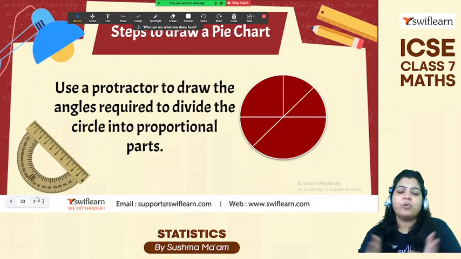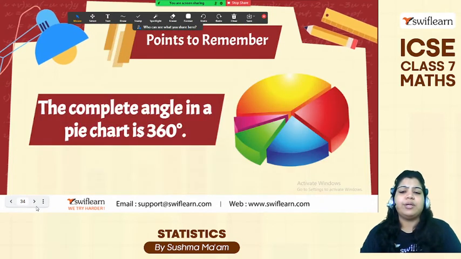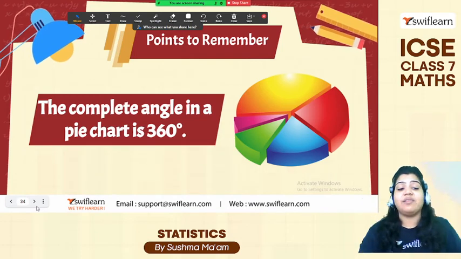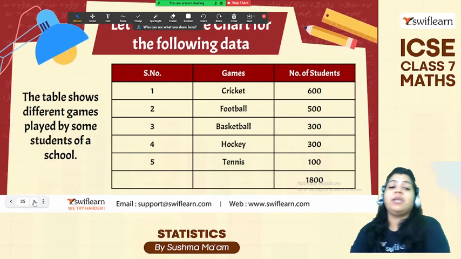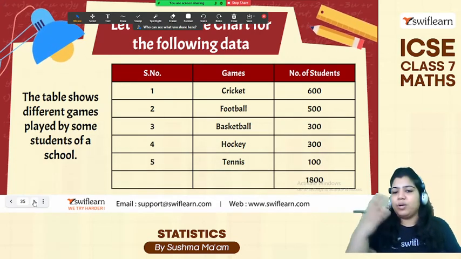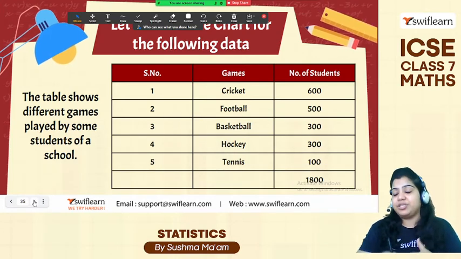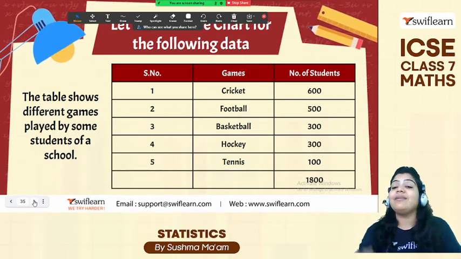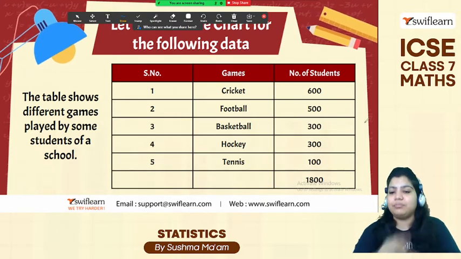So we will divide it proportionally into parts like this with the help of the protractor. And then you know complete angle in a pie chart is 360 degree. Okay, so here we have a question. The table shows different games played by some students of a school. Yeah, so serial number 1, 2, 3. So remember one thing, first thing we have to divide this in fraction. Yeah, and then convert into angle, central angle. Okay, so for that also we need to draw one table again.